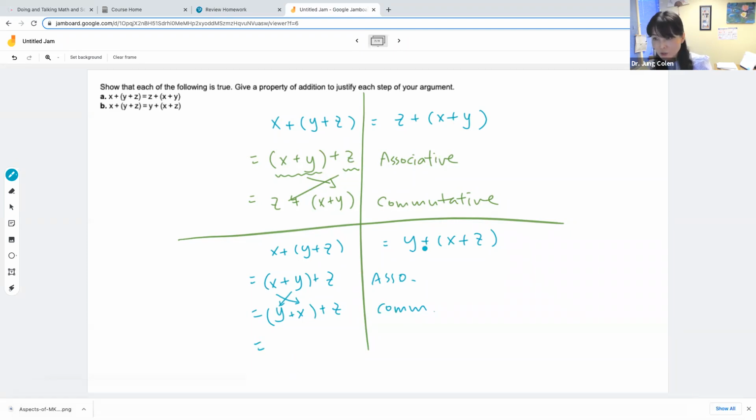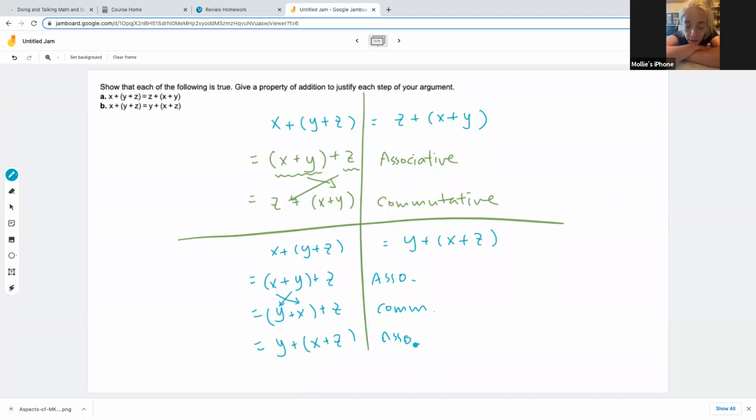And then to come to that conclusion, I can associate them differently. Y plus x plus z. So I didn't commute anything. It's still order of y, x, and z, y, x, and z. But instead of adding these two first, I'm adding the other two. So it's associative property again. Okay?